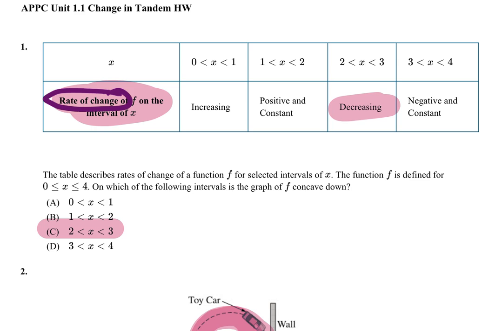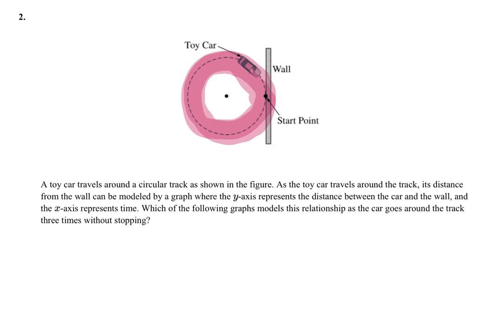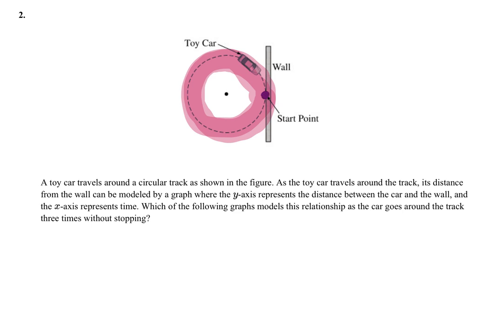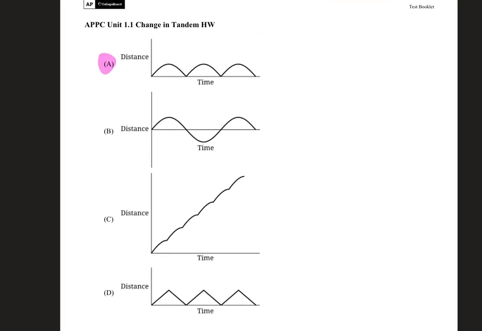For the toy car, you're trying to figure out what graph that looks like. If you think about it, it starts here, it moves away from the point, it comes back towards the point, and then it would repeat, moves away from the point, back towards the point. So the distance is increasing, it's going away, and then it comes back towards it. It never goes past it. So when you look at your different choices, A was the best one.